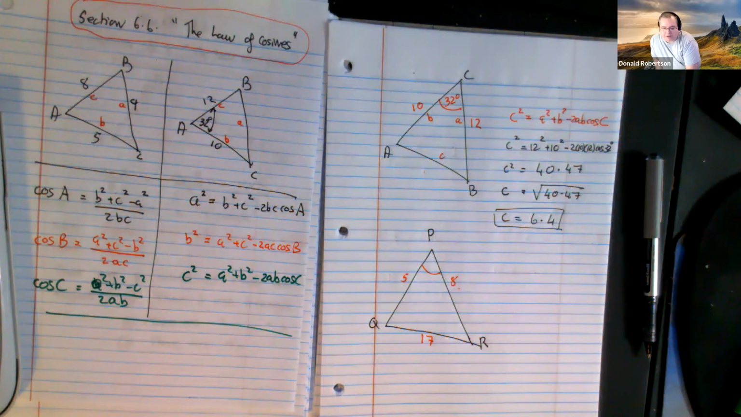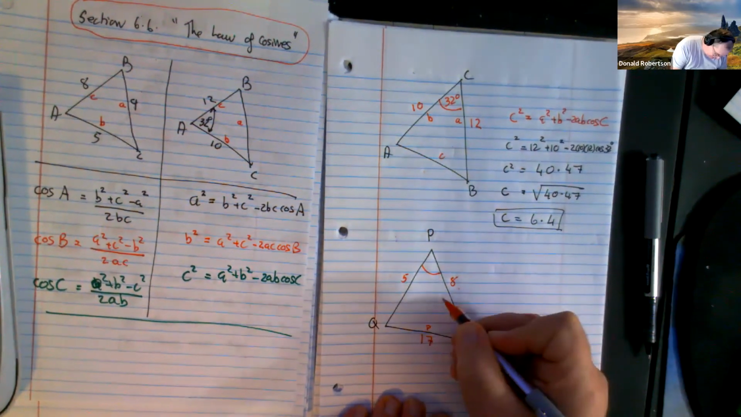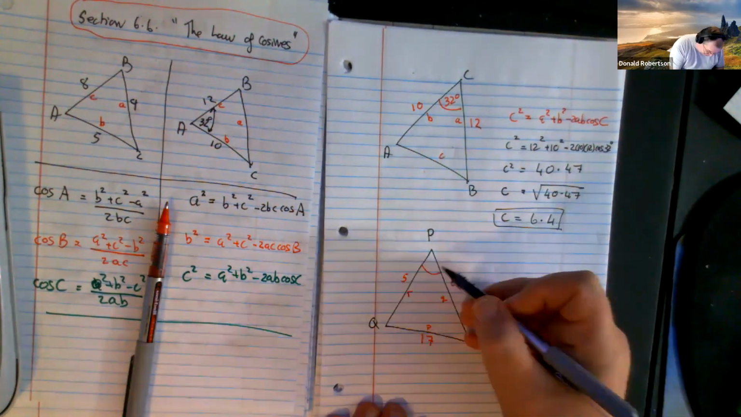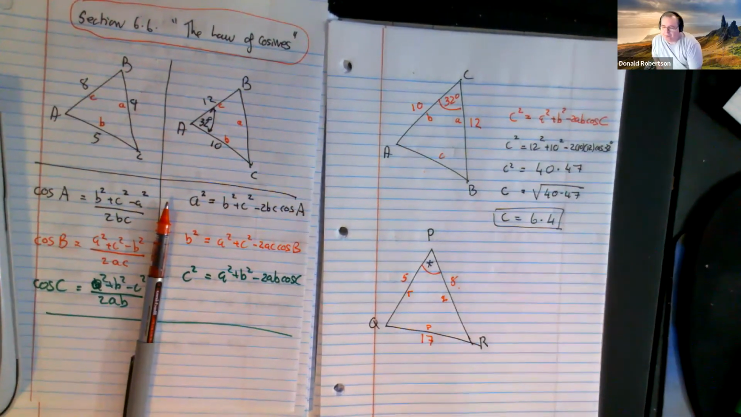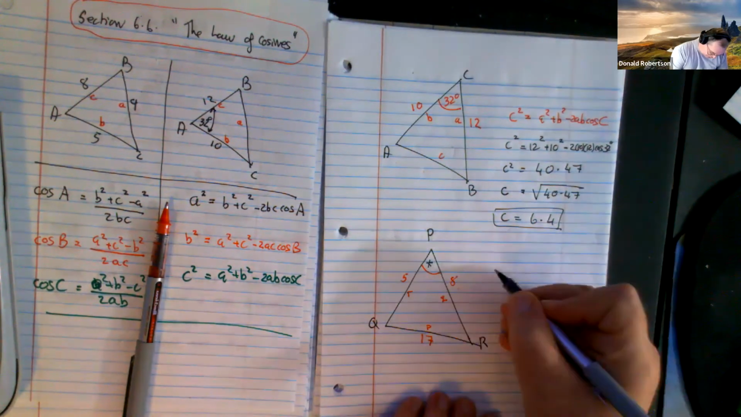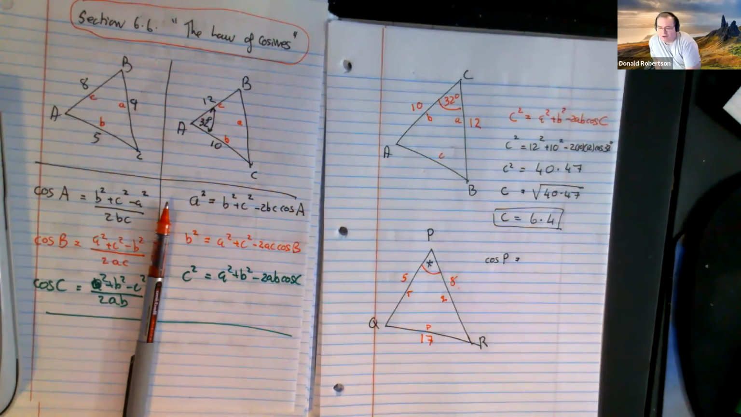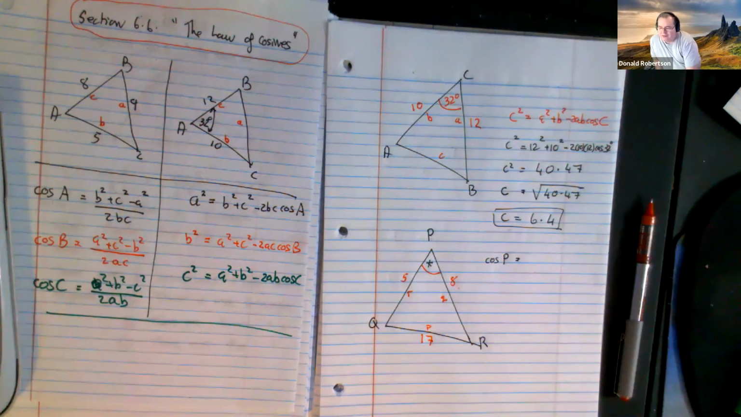Have you noticed I've changed the lettering? It's not ABC, it's PQR. So now you have to figure out what the formula is using little p, little q, and little r. That's the monkey wrench part. Now I've decided, for no particular reason, I want to find that angle, right? So that means I'm going to start with the cosine of P. Now, you have to tell me what the formula is based on just what I've given you.